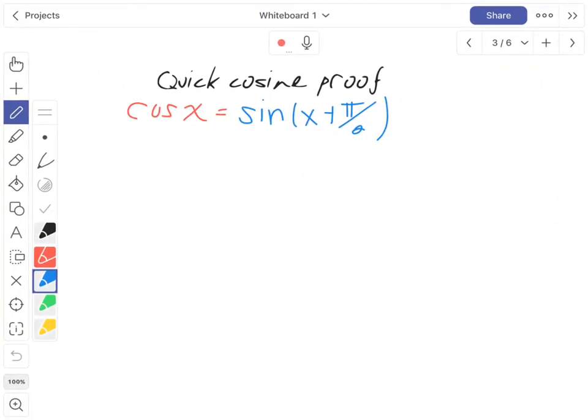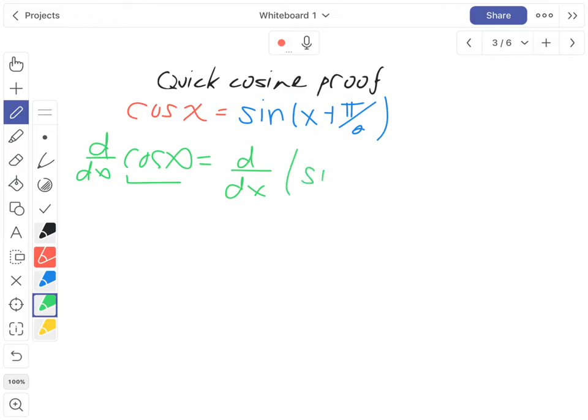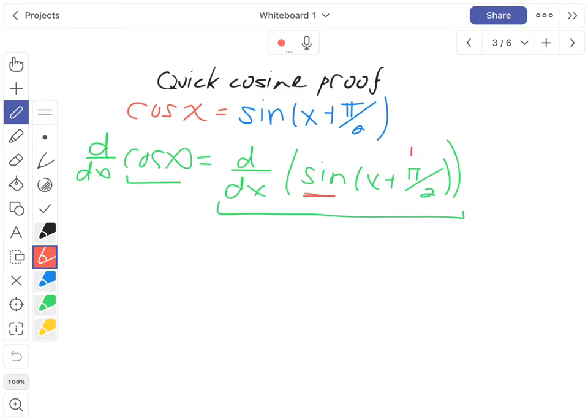So therefore, if we're looking for the derivative of cosine in terms of x, we could simply just rewrite that cosine as sine of x plus pi over 2. So on this side, to find the derivative, this is just a chain rule. We have a function on the outside and a function on the inside. So we use our chain rule for this.